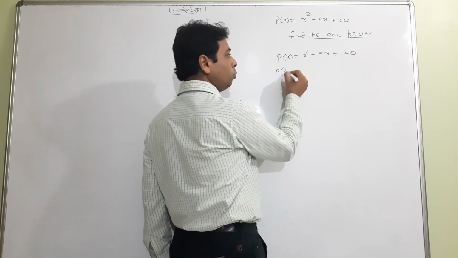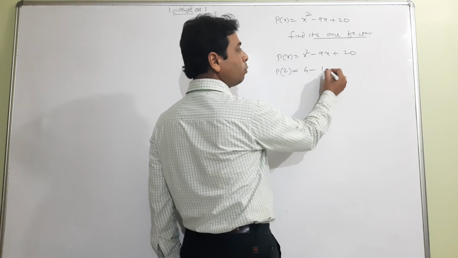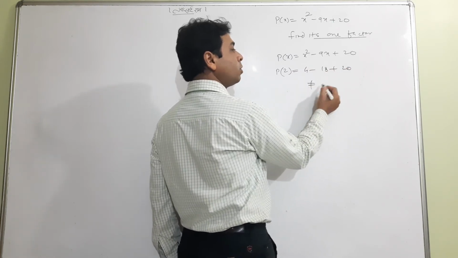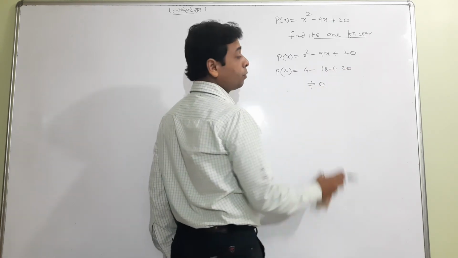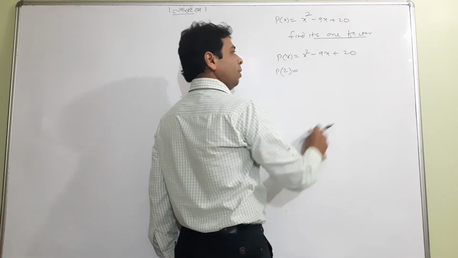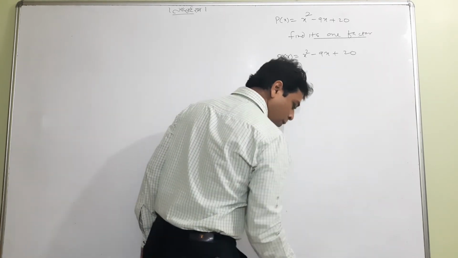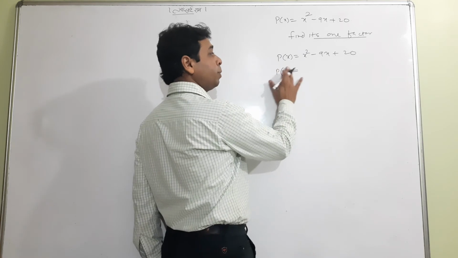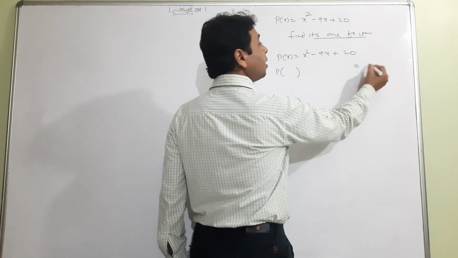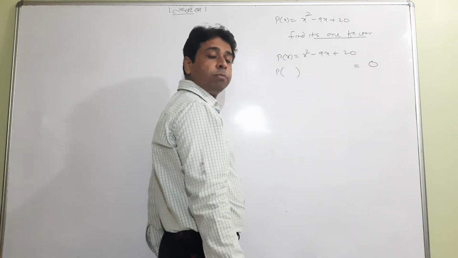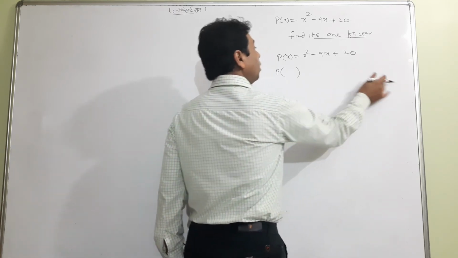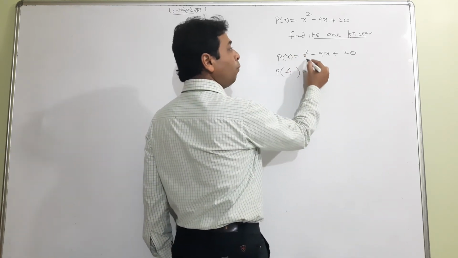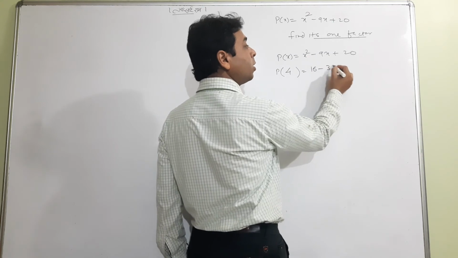When x is chosen as 2: 2 2s are 4, minus 9 2s are 18, plus 20. It is again not 0. Again we are failing. So you are thinking how far the procedure will go? Let me explain. Until the answer is 0, you have to continue your procedure. Like if I put x is equal to 4, 4 4s are 16, it's a prediction. Minus 4 9s is 36, plus 20.